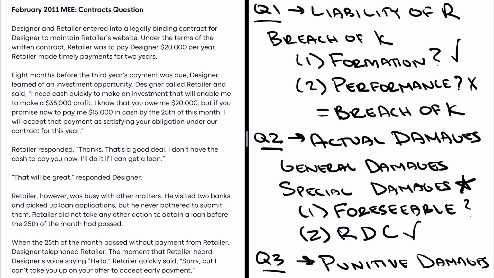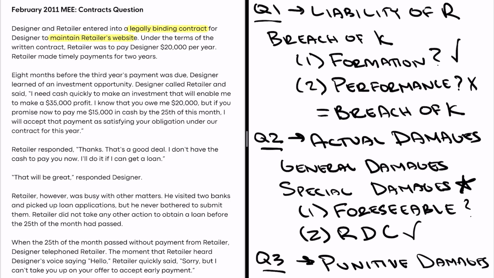Paragraph 1 tells us that designer and retailer entered into a legally binding contract for designer to maintain retailer's website. So we get a really important fact here in the first sentence. Designer and retailer entered into a legally binding contract for designer to maintain retailer's website. This gives us 2 critical pieces of information.